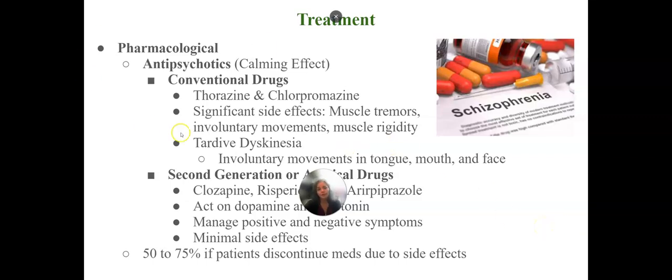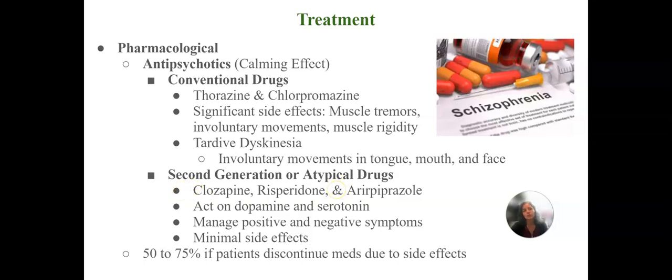Antipsychotics are really important. There's conventional ones, but these tend to have more risky side effects, and sometimes the side effects can be more disabling than the actual symptoms themselves, depending upon the person. So working with a psychiatrist, monitoring the symptoms closely is really important. The tardive dyskinesia can be really challenging. That's where you have involuntary movements in the tongue, mouth, and face. You might see what appears to be tics.